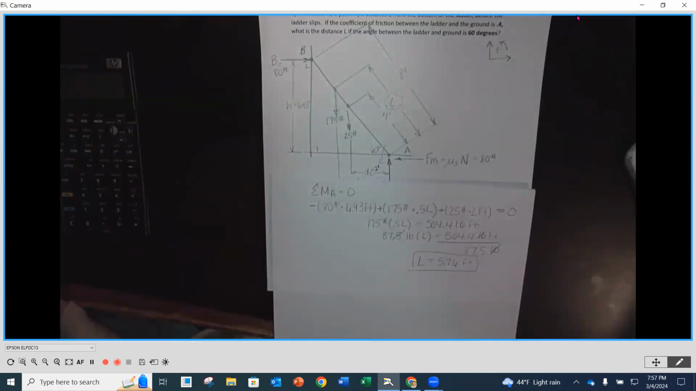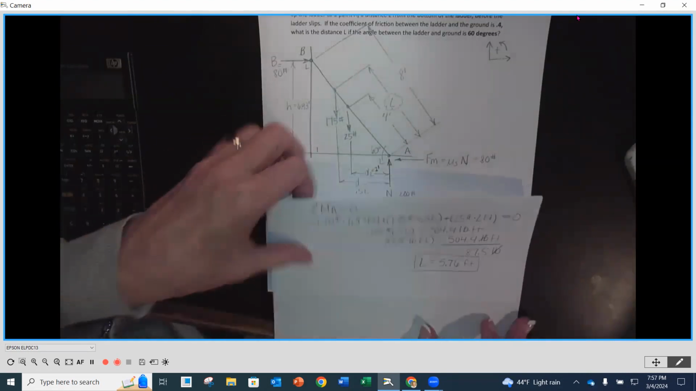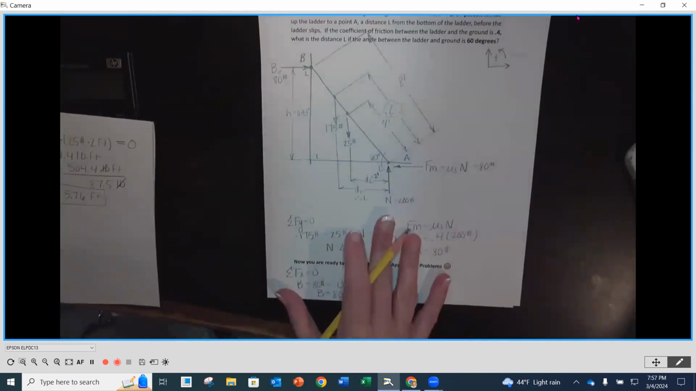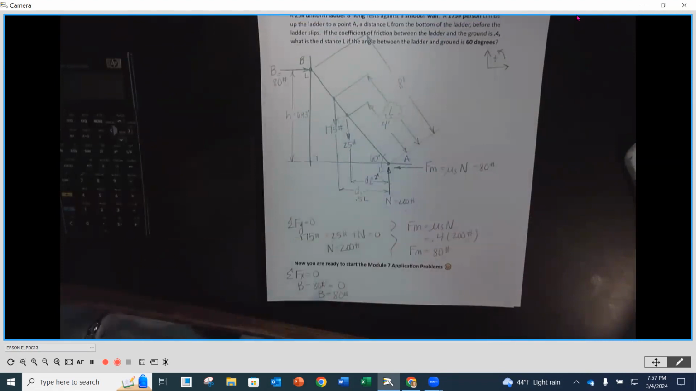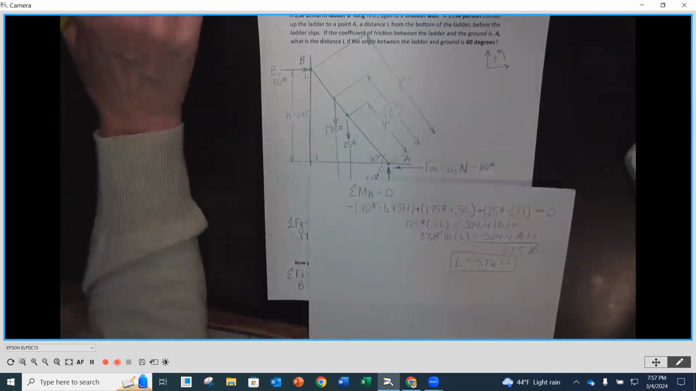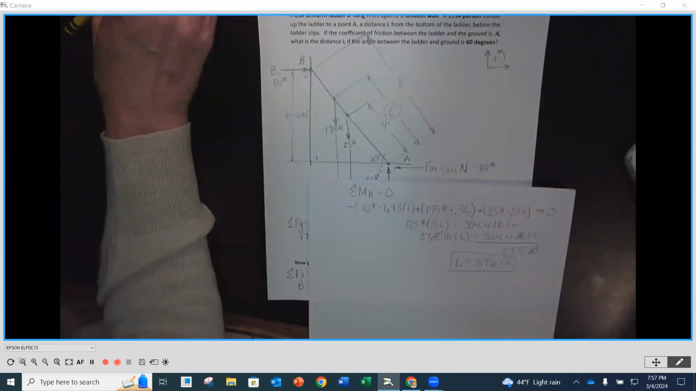All right. So that takes us to the end, that's the last problem that we have. You would be ready to start looking at the Module 7 application problems, okay? So that is my lecture and my practice problems for Module number 7. I'm going to stop the recording here.